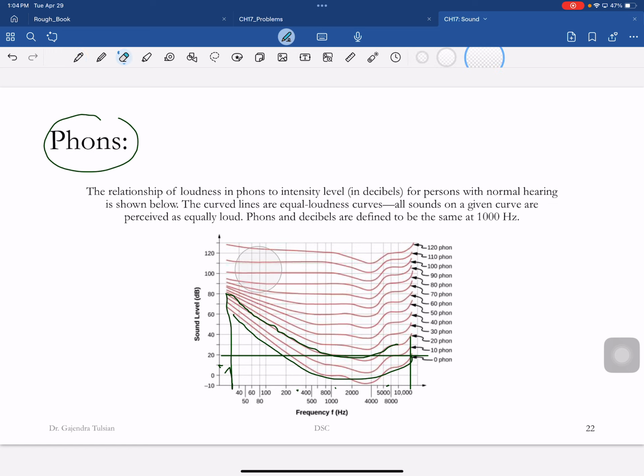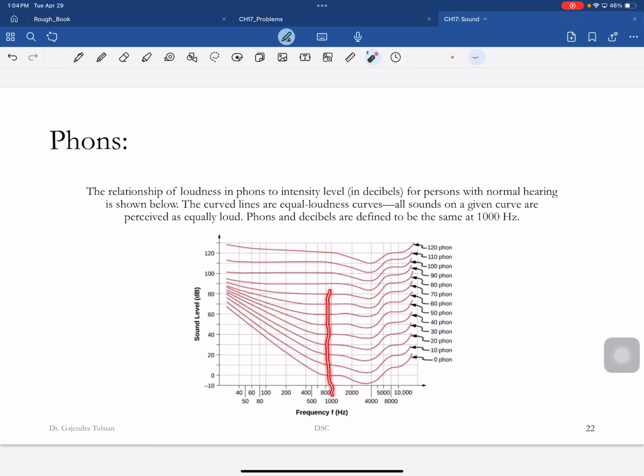So this is your perception of loudness. So this is 0 phon. You can barely hear this. So at 40 hertz, it has to be fairly loud before you can hear it. You're most sensitive to the frequency 3,500 hertz. By definition, at 1,000 hertz, you and an instrument agree at all frequencies. So that's how the thing is defined.